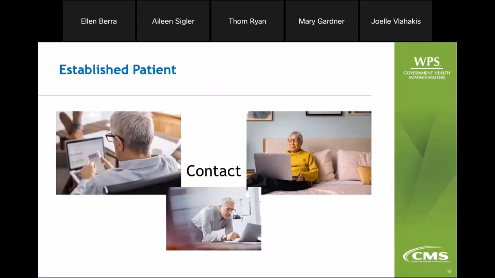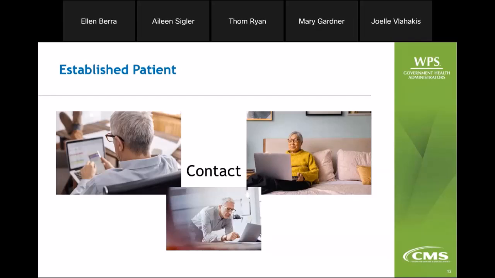So what do we do then if you have an established patient? Well, you don't have to have an initiating visit, but you do have to have a starting point. So in this situation, either you or your clinical staff would reach out to that patient, would utilize the patient's current medical records, and then you would start the care planning from that contact.